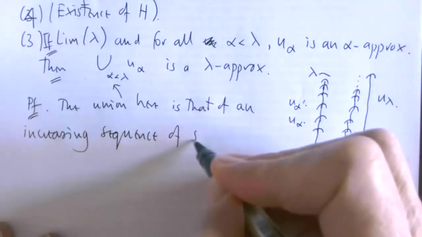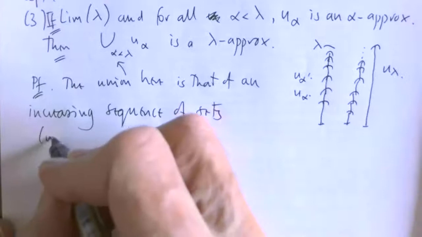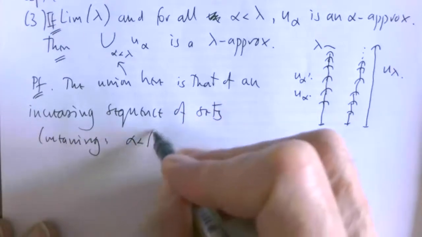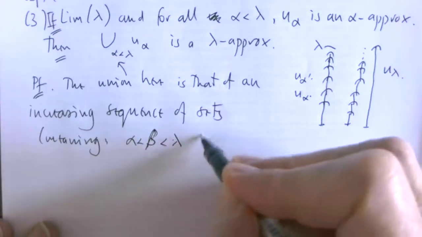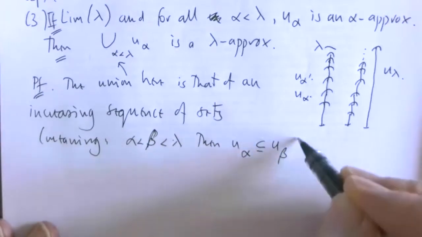Increasing sequence of sets, right? Meaning if alpha is less than beta is less than lambda, then U alpha is a subset of U beta.